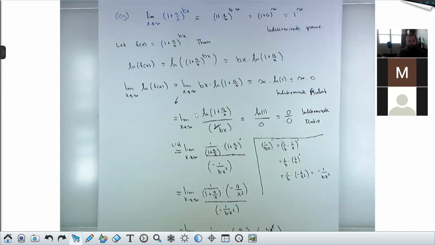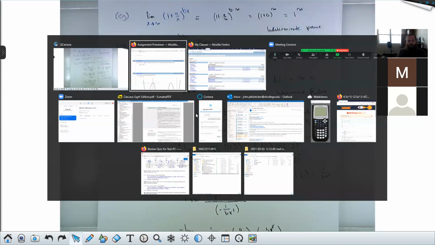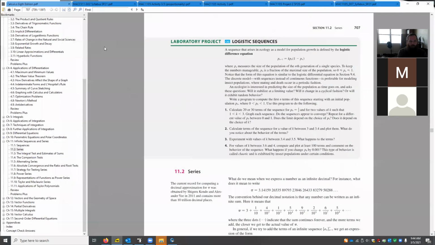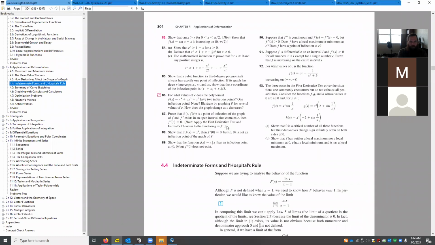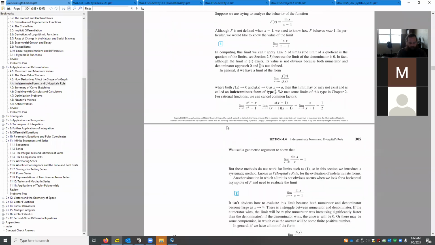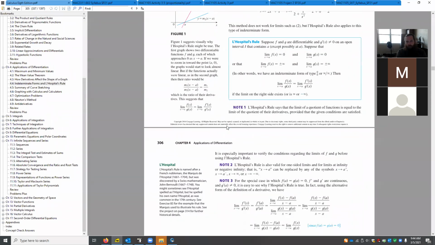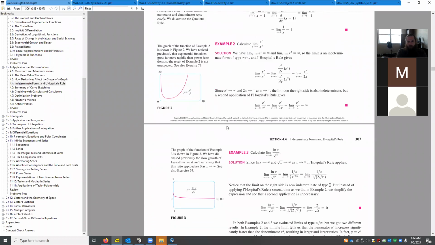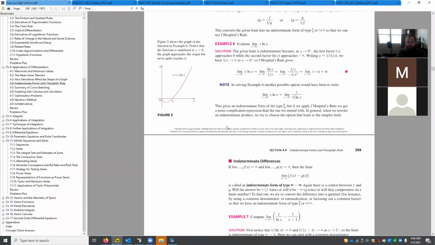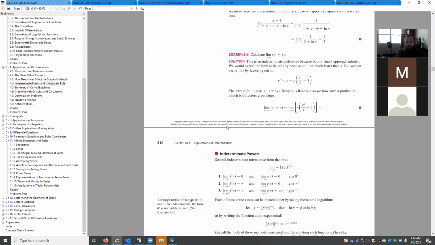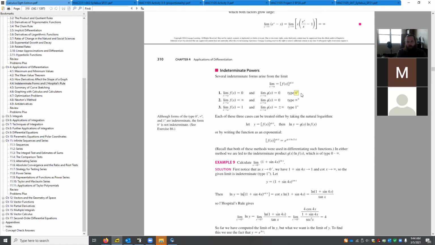So an indeterminate power is either 1 to infinity or 1 to 0. Is that correct? 1 to the 0 is not an indeterminate power, but 1 to the infinity is, 0 to the 0 is, and there's one other. I think it's 0 to the infinity. Let me take a look here. So indeterminate powers. 0 to the 0, yeah, infinity to the 0, and 1 to the infinity. These are our indeterminate powers.